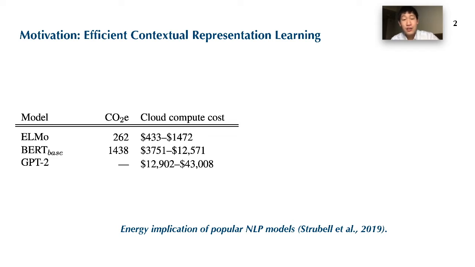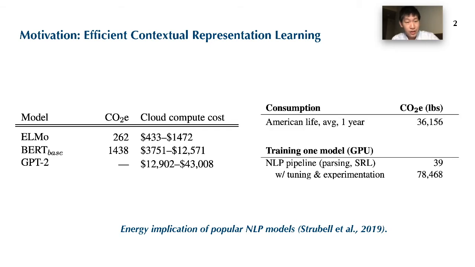There have been rising concerns about the energy implications of NLP models. As shown in the graph, finished tuning and experimentation of a simple NLP model may produce 2 times more carbon dioxide than an American in 1 year. So in this work, we aim to accelerate contextual representation learning.